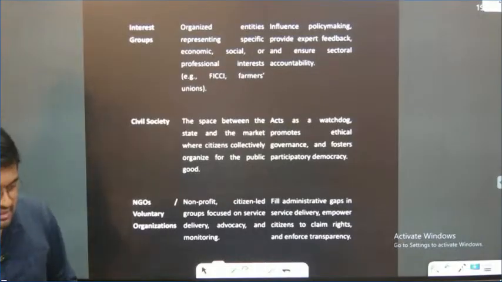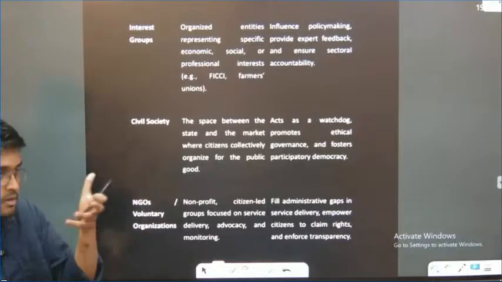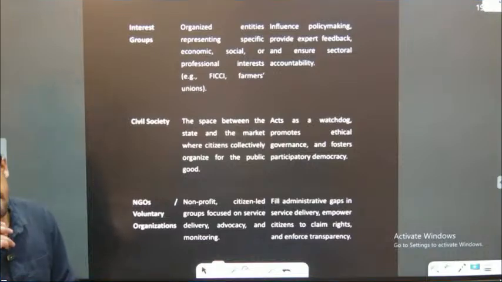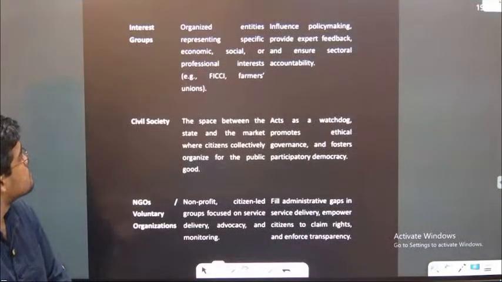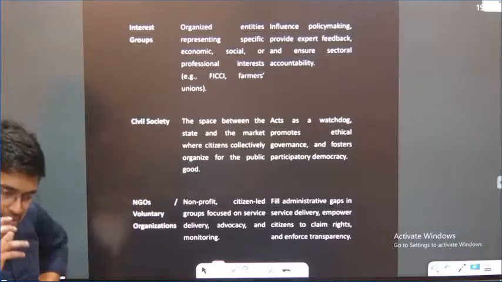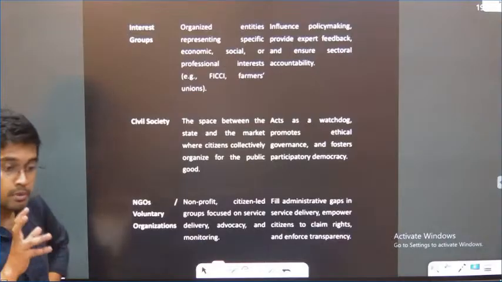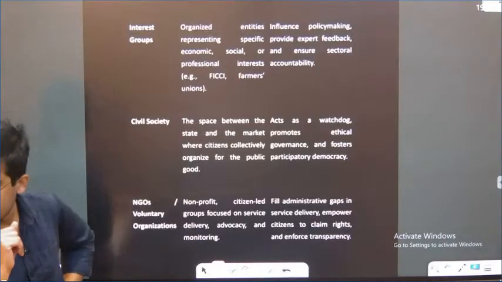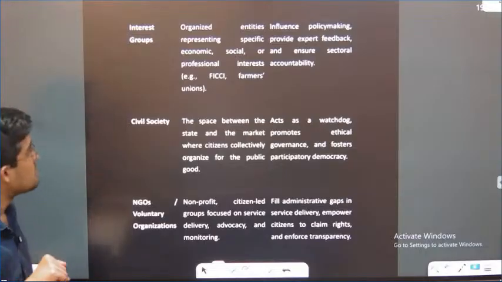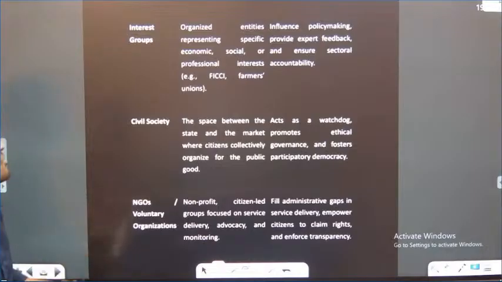So you have seen some farmer union, trade union. You know something about FICCI, for example, Confederation of Indian Industries, right? Then there are professional bodies. So the group or the professional body of doctors are there, lawyers are there. These things pressurize the government to do some things. These are interest groups. So they influence policy making, etc.